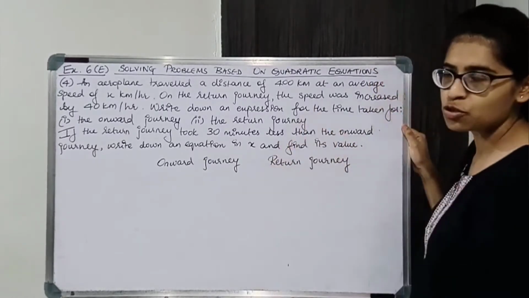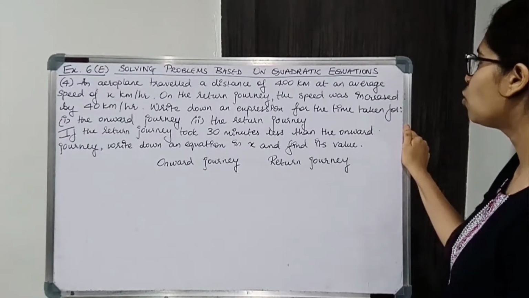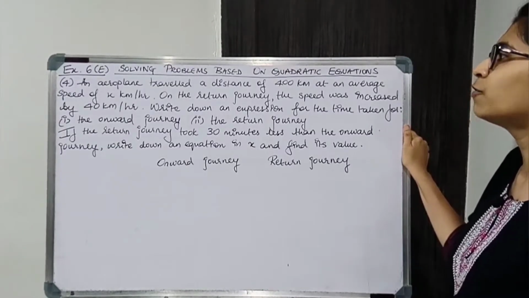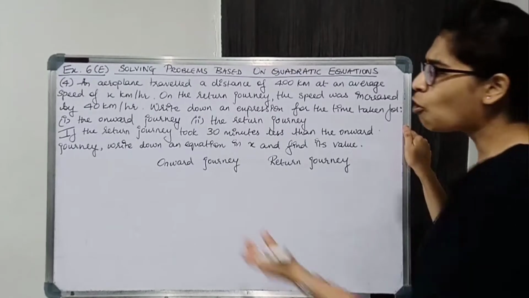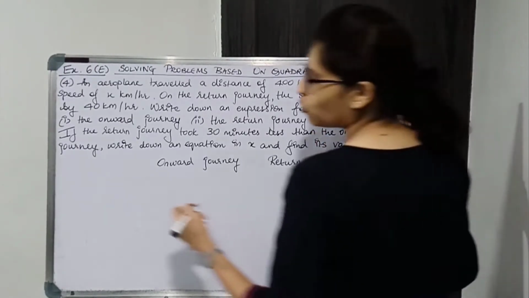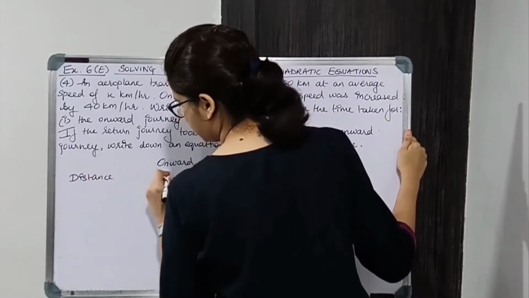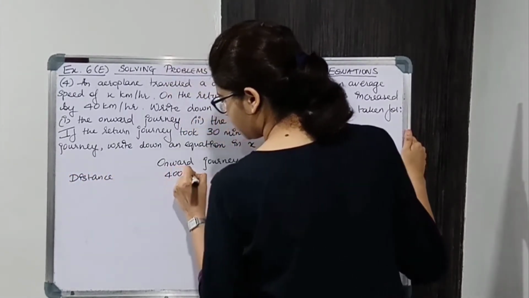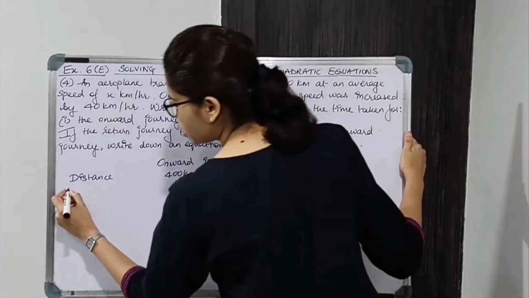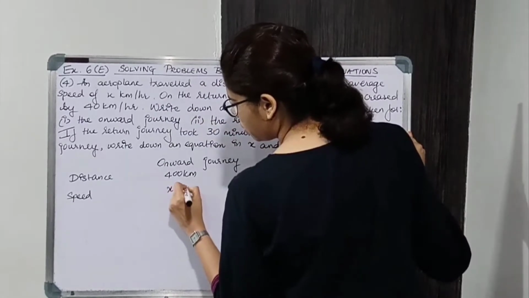Let's see what all information is given to us. An aeroplane traveled a distance of 400 km at an average speed of x km per hour. This is for the onward journey. It is going from one place to the other. So distance is 400 km. Speed is x km per hour, so we have to assume it to be x km per hour.